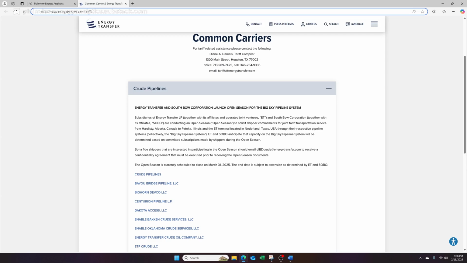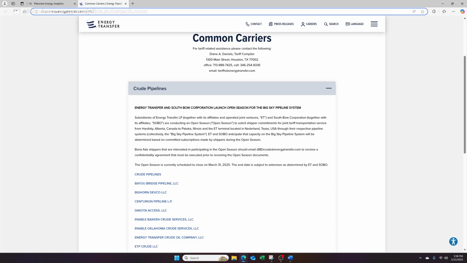So this would be a combination or a joint tariff between South Bow's Keystone Pipeline and Energy Transfer. They're not very specific, but some of their joint ventures and or their pipelines. So again, if you read this press release, it's not terribly specific on what's actually going to happen here. So we can theorize a few things or try to do an educated guess on what they're planning here.